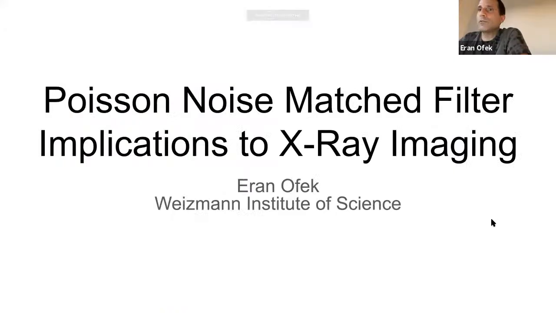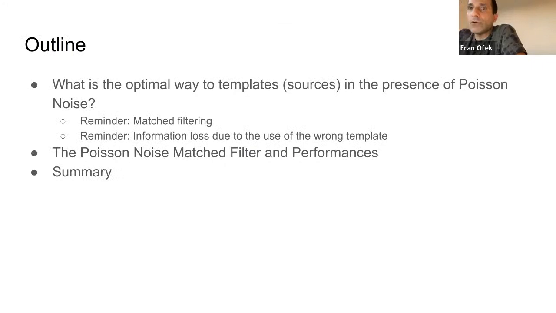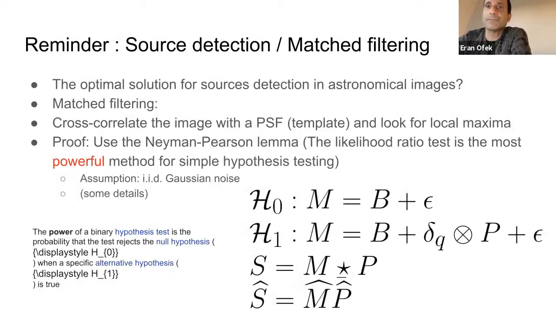Hello, everyone. So second slide, please. I would like to tell you about how to detect a template in the presence of Poisson noise. I will just start with a reminder of what the match filter is. And I will discuss another point, which is how much information we lose if we use the wrong template or PSF. Then we can dive into what is called the Poisson noise match filter, and I will show you its performance.